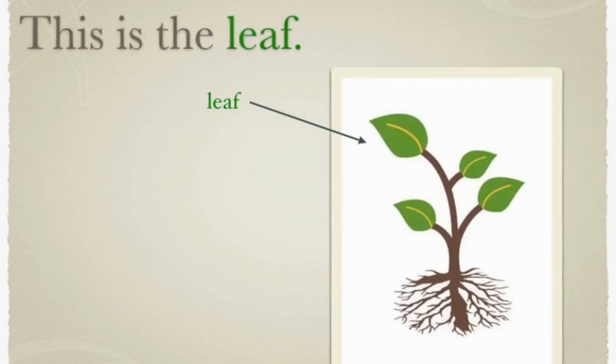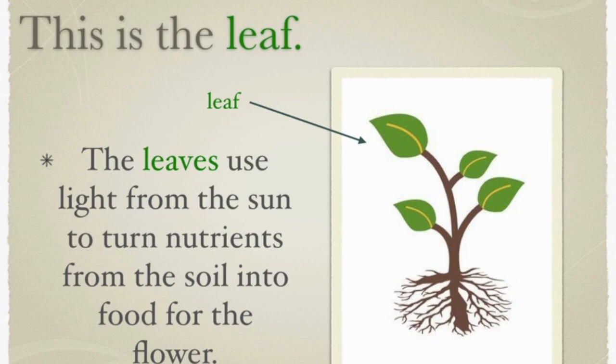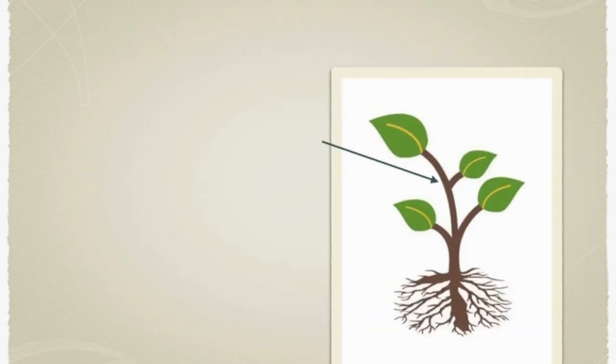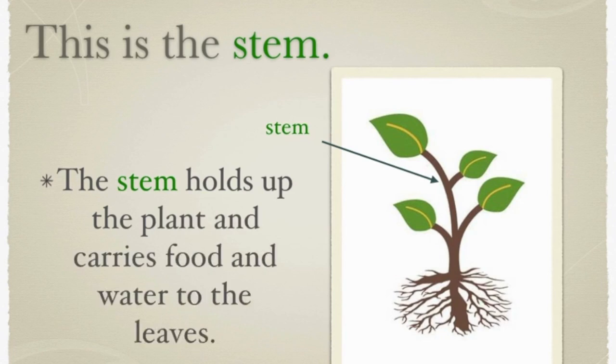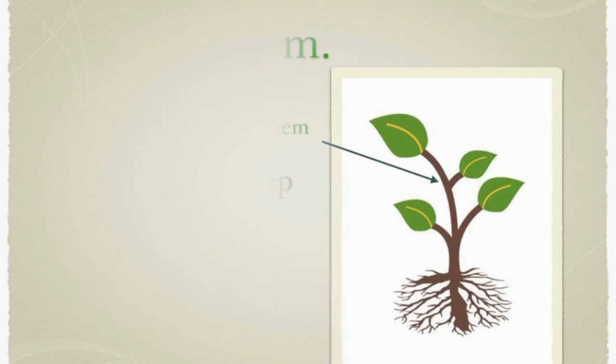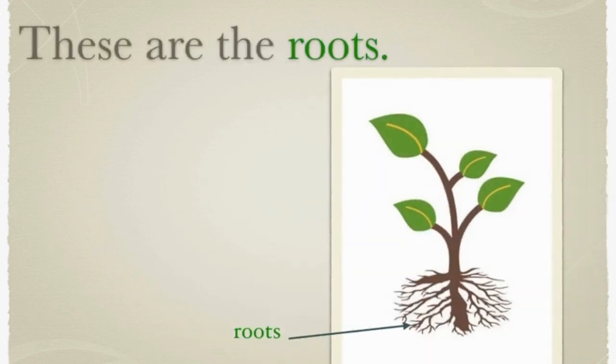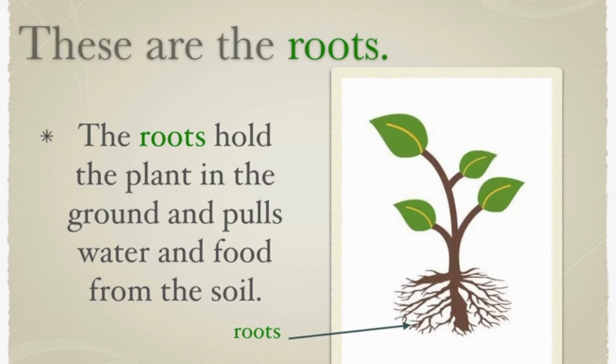This is the leaf. The leaves use light from the sun to turn nutrients from the soil into food for the flower. This is the stem. The stem holds up the plant and carries food and water to the leaves. These are the roots. The roots hold the plant in the ground and pull water and food from the soil.